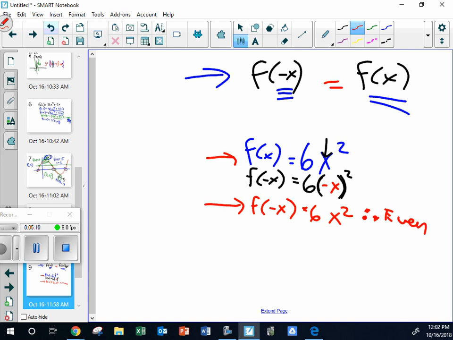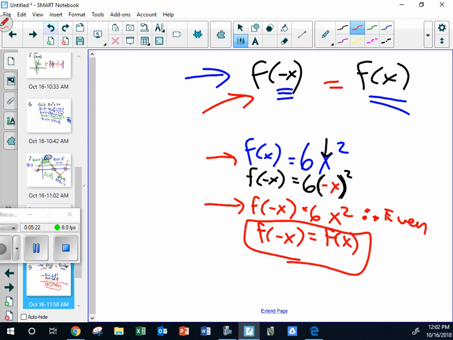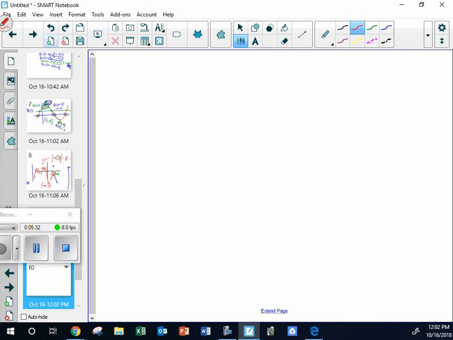And one last thing. If you haven't written this anywhere else, this is where you'd write it. F of negative x was equal to f of x. If this does not appear on your test, you did not do a proof. You just did an equation that didn't really prove anything. You've got to have the statement. Okay, so that's the even statement. Here, what's the odd one? Hint, starts the same.